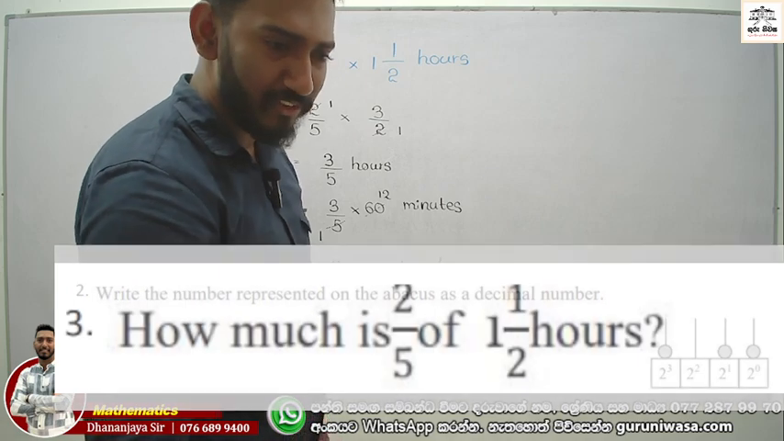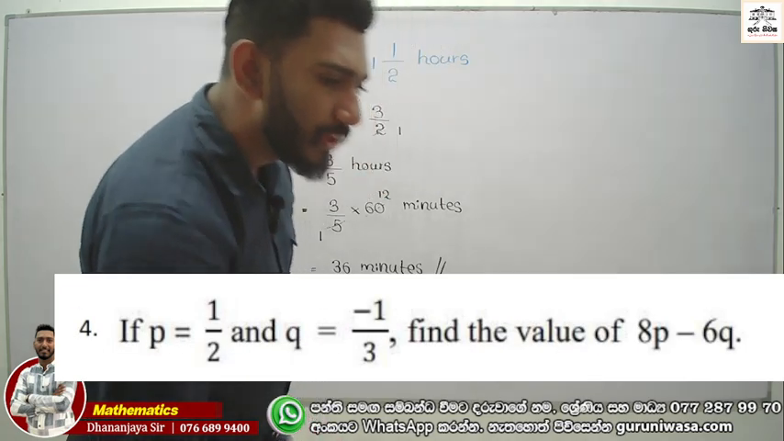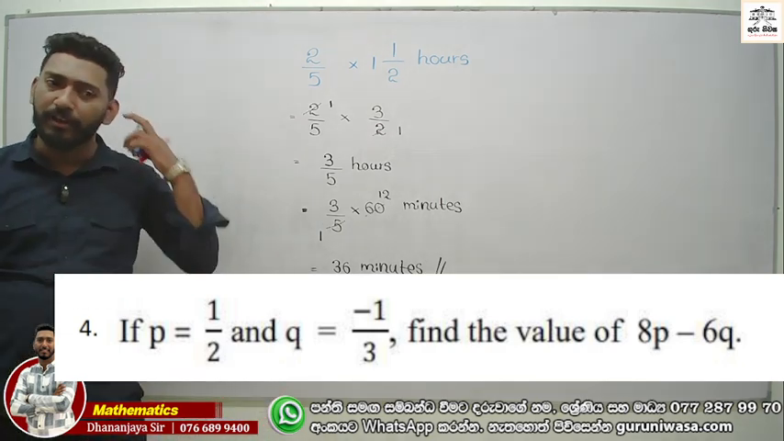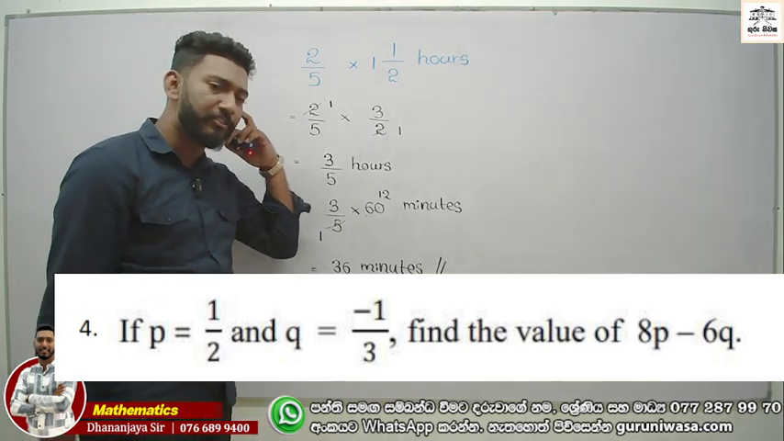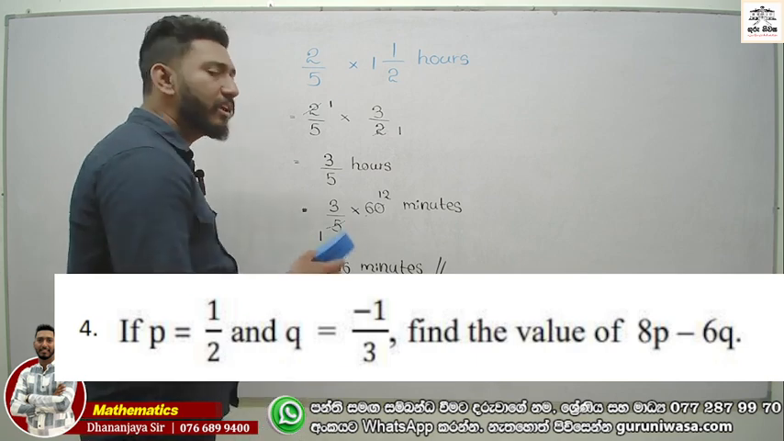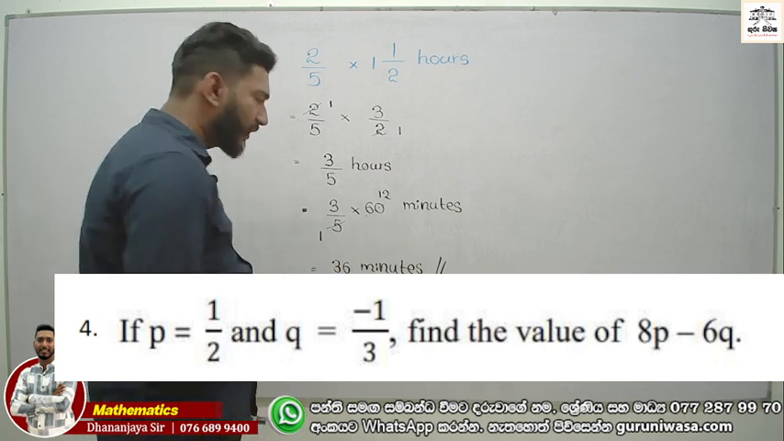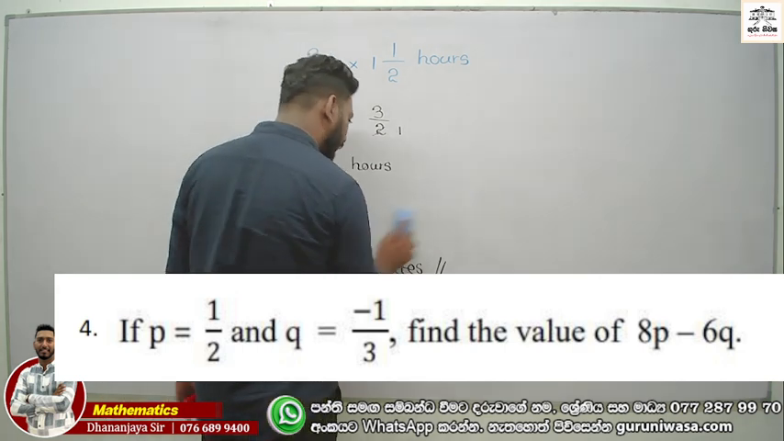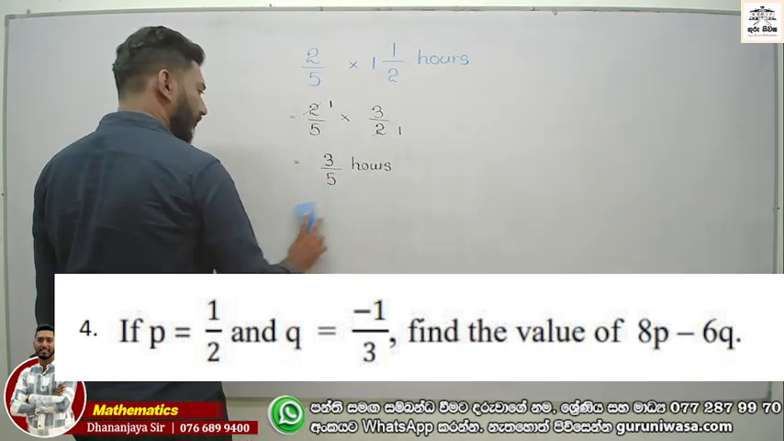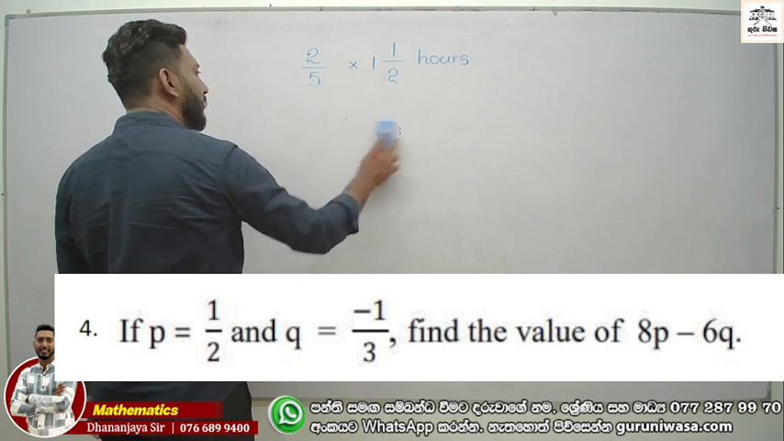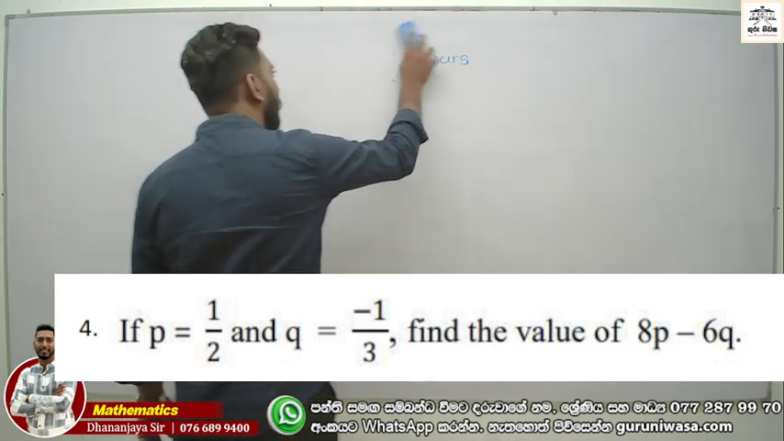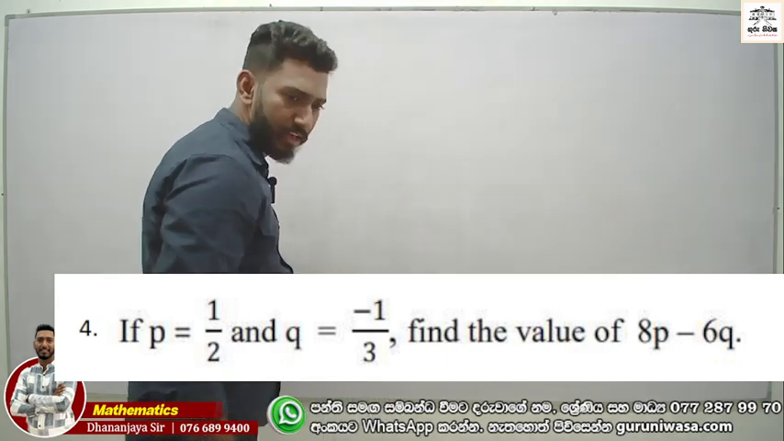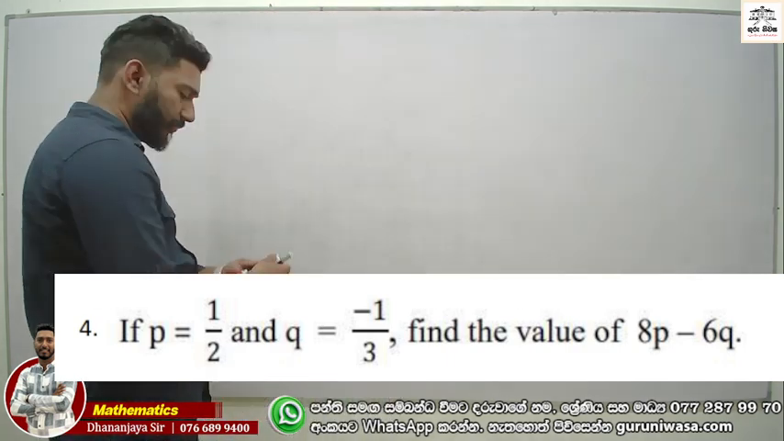Now look at the next question. This was related to substitution. We have an algebraic expression as 8p minus 6q. Understand?